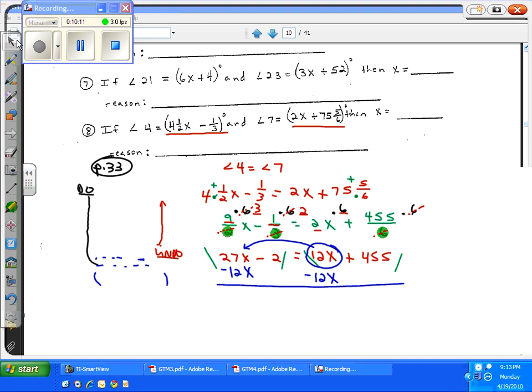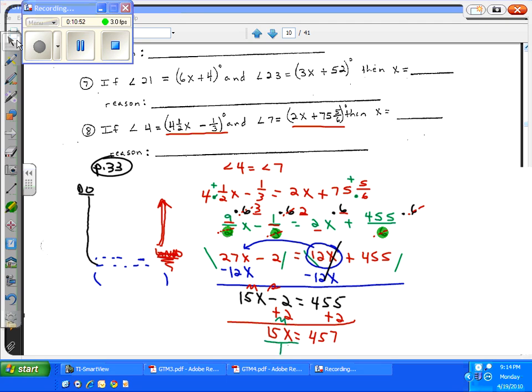And so then we're going to have 27x minus 12x is 15x minus 2, and those cancel on that side is equal to 455. We've done all we can do to simplify. There's no longer a variable on both sides, so now it is time to undo. We have multiplication and subtraction. We undo in the reverse order of operations. So we undo subtraction first by its inverse addition. So we add 2 to both sides. So we'll have 15x is equal to 457.